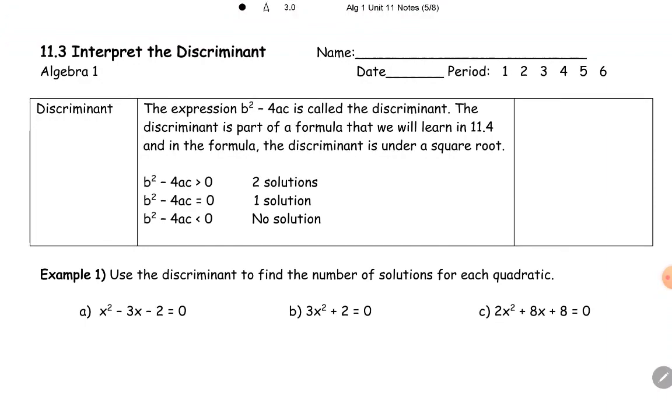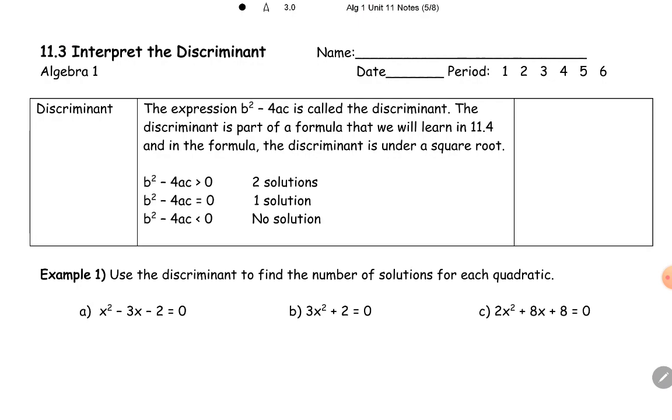In Algebra 1, we're going to be interpreting the discriminant. The expression b squared minus 4ac is called the discriminant, and it's part of the quadratic formula, which we're going to learn in the next part.